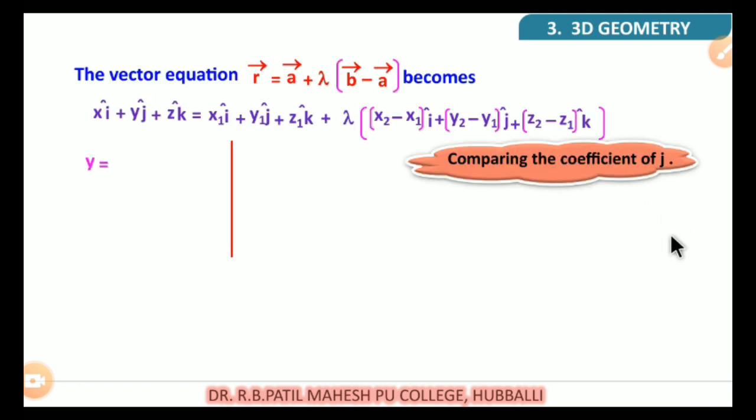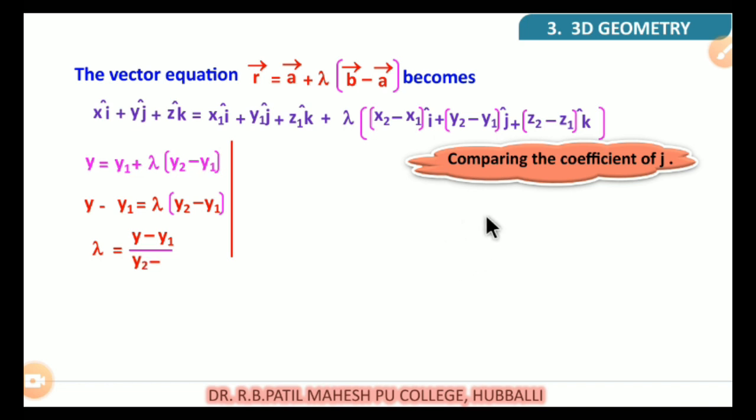Same as before, we can take the coefficient after comparing the coefficients of j. So y is equal to y1 plus lambda into the bracket of y2 minus y1 after comparing both sides. Therefore y minus y1 is equal to lambda into the bracket of y2 minus y1. Separating lambda, we have (y minus y1) divided by (y2 minus y1).